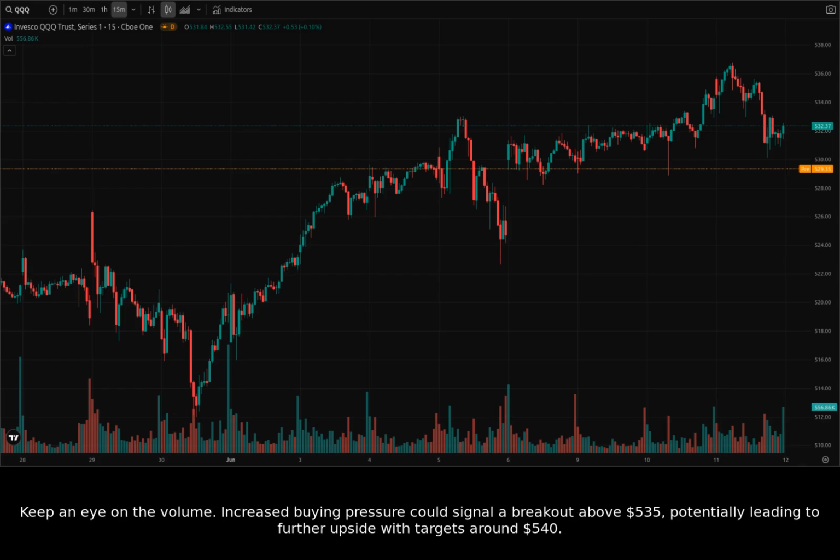Keep an eye on the volume. Increased buying pressure could signal a breakout above $535, potentially leading to further upside with targets around $540.